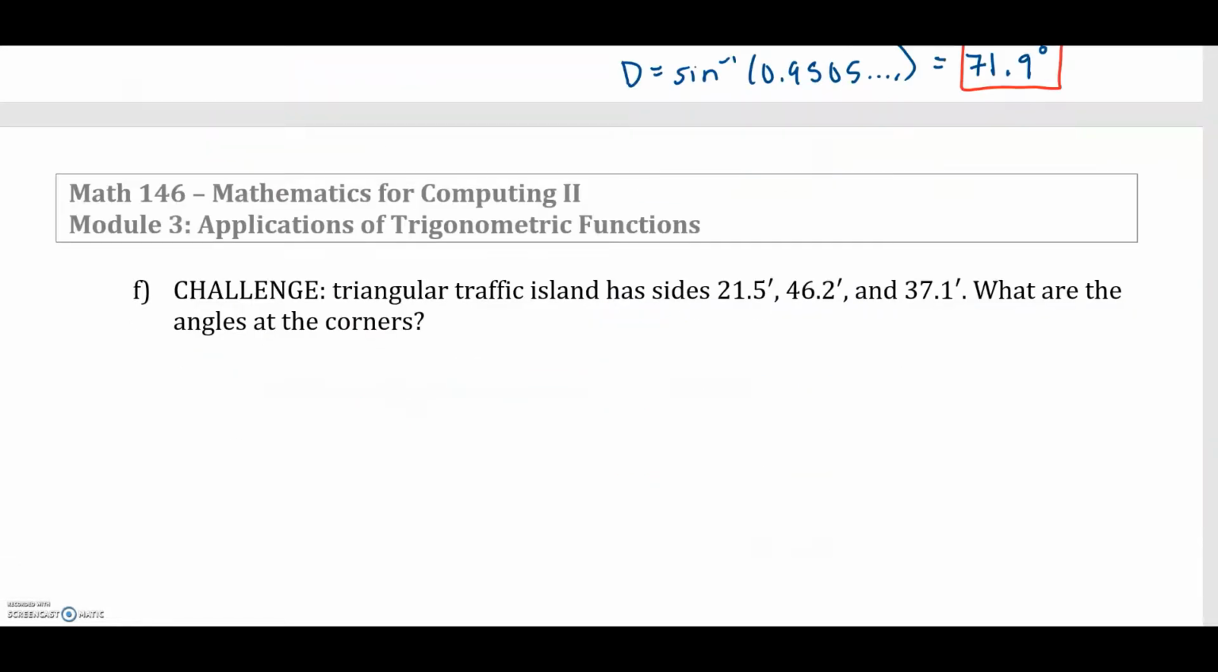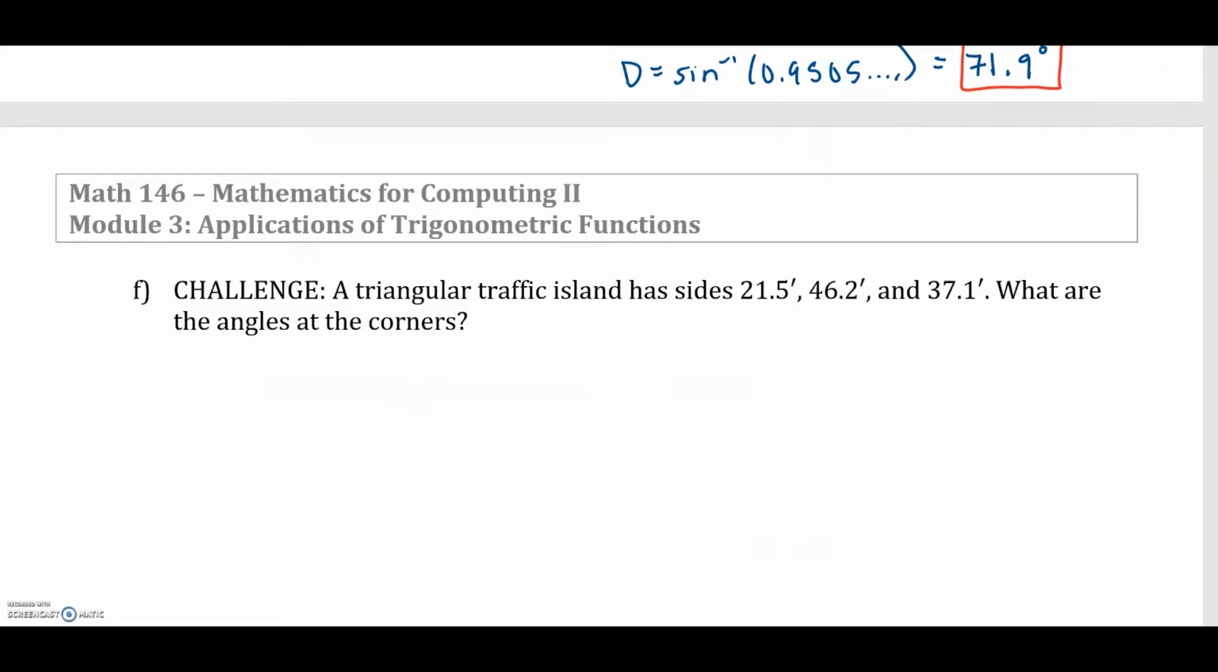Question F is a challenge problem. It says a triangular traffic island has sides 21.5 feet, 46.2 feet, and 37.1 feet. What are the angles at the corners?